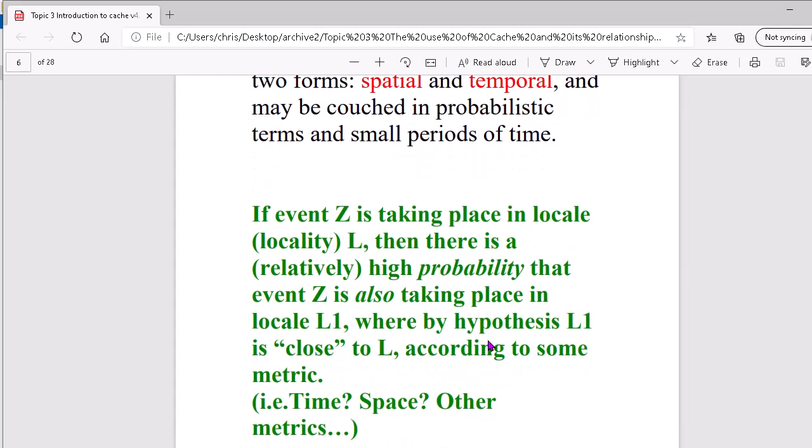So here we go. Here's a formal statement of spatial locality, and it says this: if an event Z is taking place in a locality or region L, then there is a relatively high probability that the event Z is also taking place in locality or region L1, where by hypothesis L1 is close to L according to some metric. I mean, the metric could be time or space or other measurable dimensions.